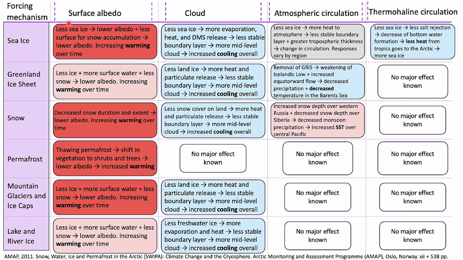And here another few forcing mechanisms are given. One is the surface albedo, another one is cloud, and then atmospheric circulation and thermohaline circulation. So if you look at surface albedo, it has a lot of increase in temperature in sea ice, snow, permafrost and mountain glaciers. All of these are getting melted very quickly because of the surface albedo. And when we talk about cloud, it actually has a negative effect. So the cooling actually happens when the cloud is present. So that is what you can see here.